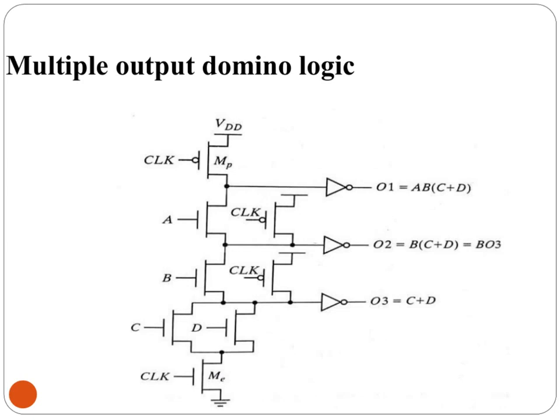Here, we're focusing on multiple output domino logic. This technique allows us to drive several outputs from a single dynamic node, enabling more compact and efficient circuit designs. The key advantage is that it reduces the number of dynamic nodes needed, which can save power and area. However, managing multiple outputs requires careful timing and signal integrity considerations to ensure reliable operation. Understanding how to implement and optimize multiple output domino logic is crucial for improving overall circuit performance.